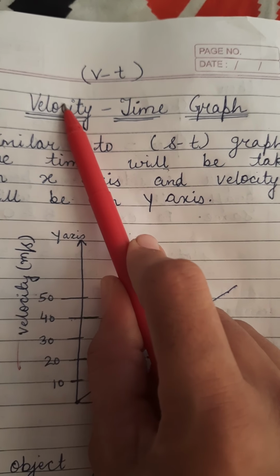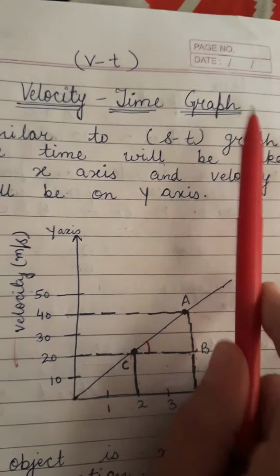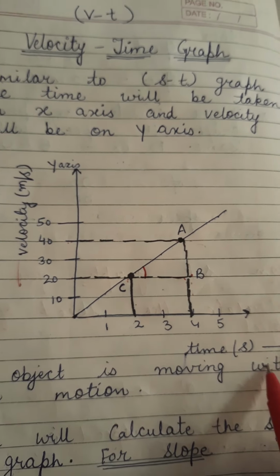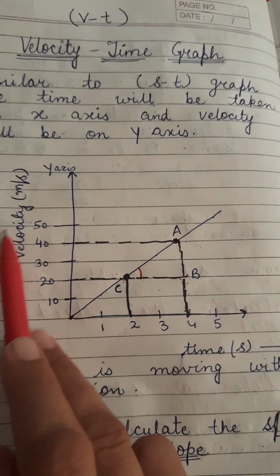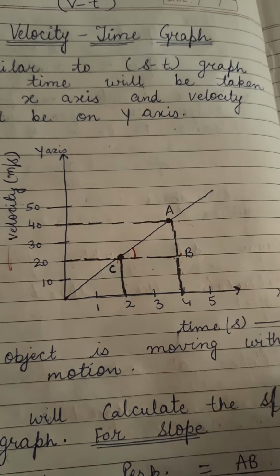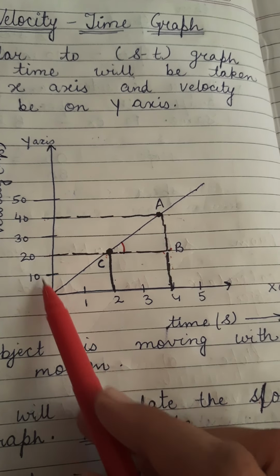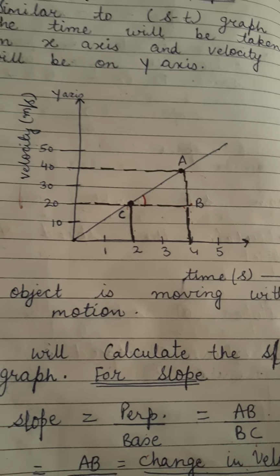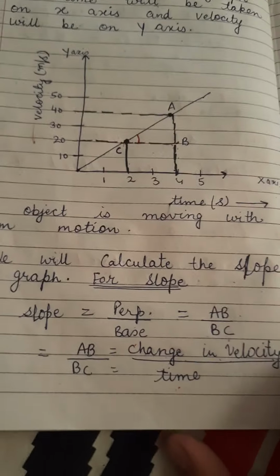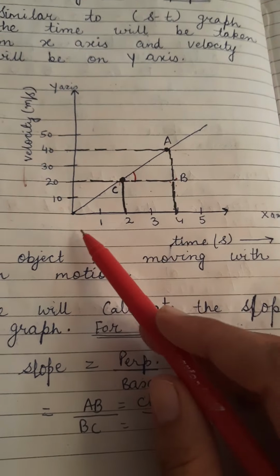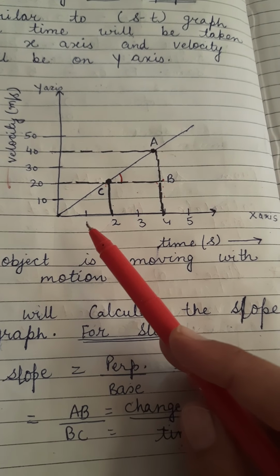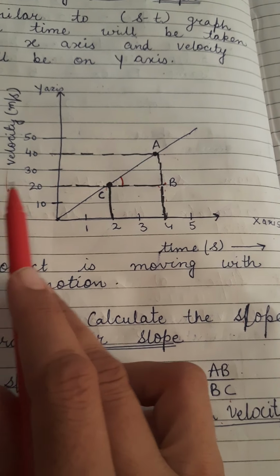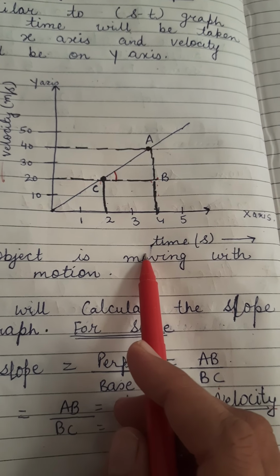Today we will discuss about velocity time graph. Similar to distance time graph, the time will be taken on x-axis and the velocity will be taken on y-axis. And we will also consider here if the object is moving in uniform motion, then first we will see how we calculate the slope. Yesterday we have also calculated the slope of distance time graph. Similar to that, we will calculate the slope of velocity time graph and see the result.